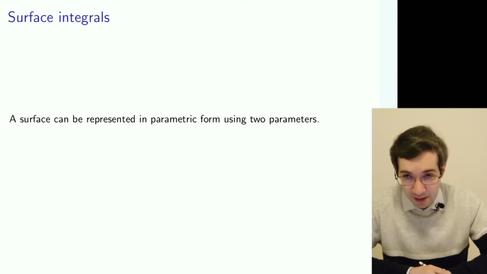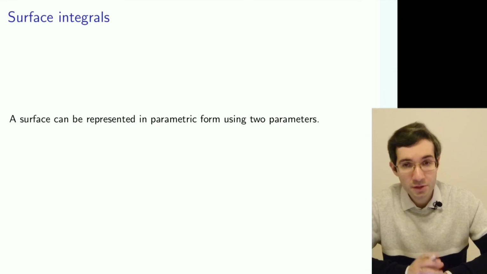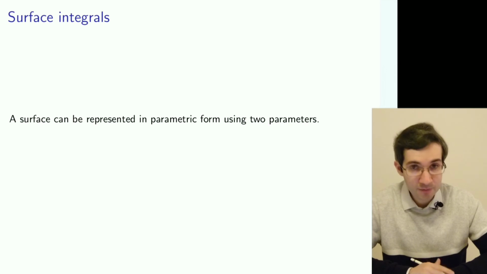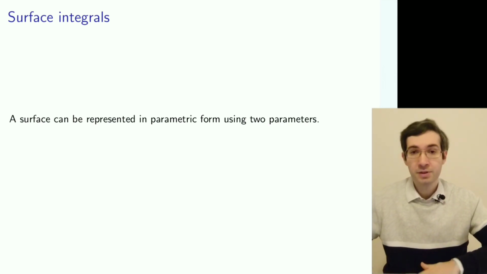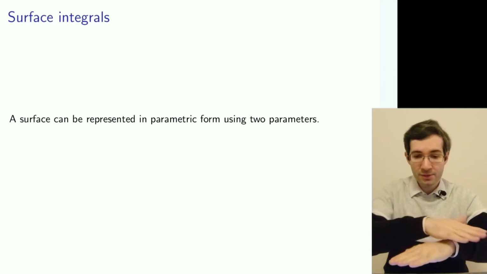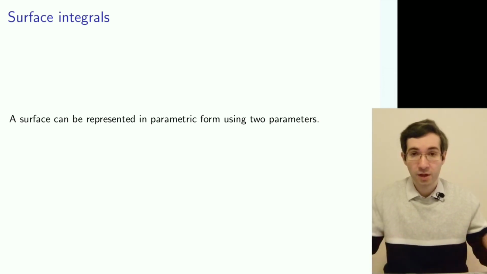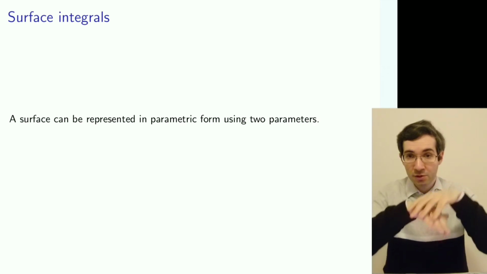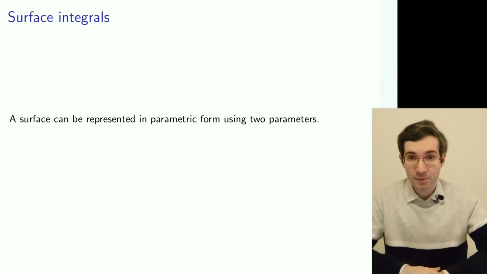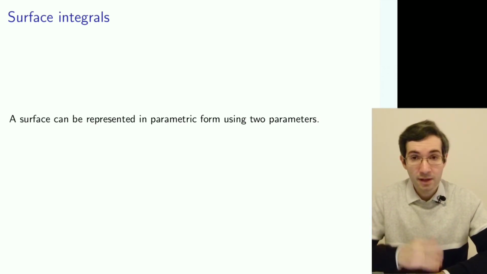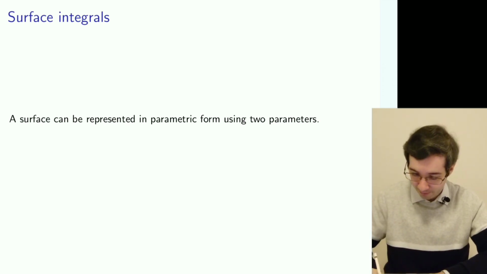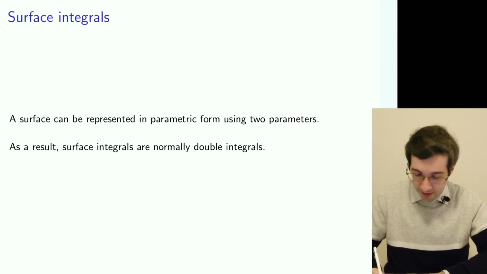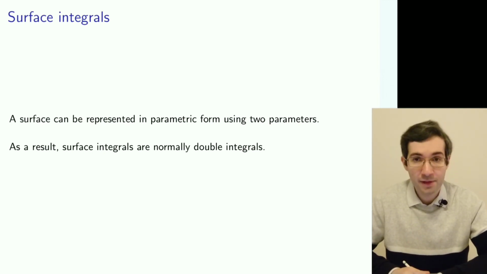And again, to calculate these integrals, we need to describe our surfaces. The most convenient way to describe them is using parameters. But this time we need two parameters. Why two? Think of you living on the plane. You have x and y, but then when you are on a surface, you have two parameters, two degrees of freedom, like longitude and latitude, for example. And you will end up with double integrals.